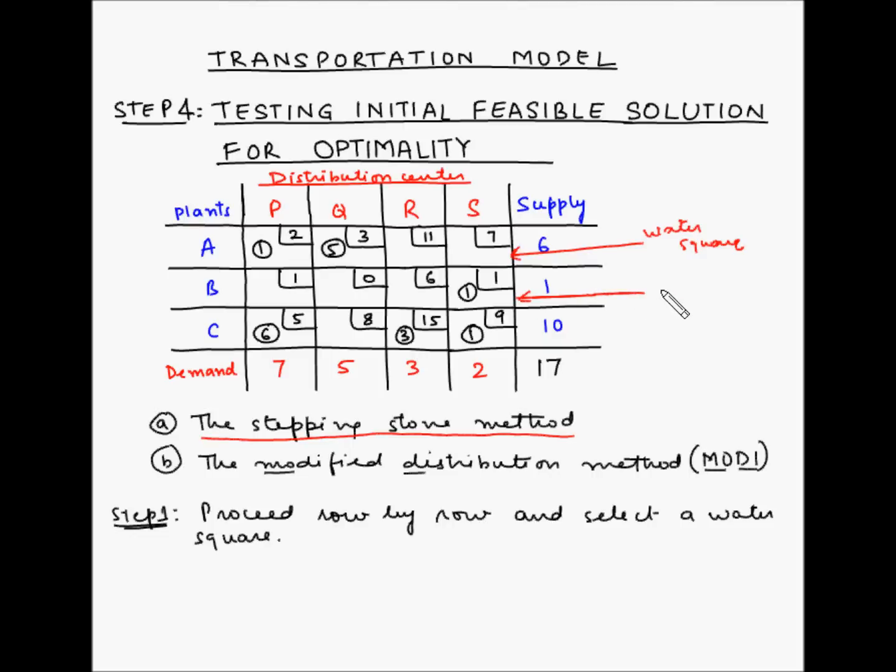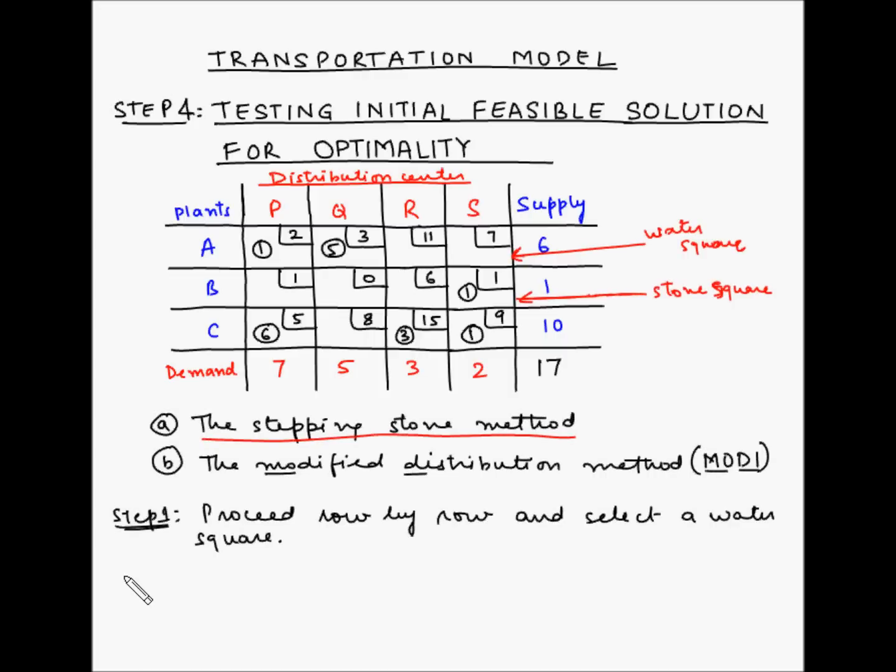So this square is considered as a stone square. As I mentioned in the beginning, in order to test for optimality, we have to evaluate each vacant cell to find out whether or not making an allocation in it reduces the total transportation cost. So that is why we'll first select a water square. We have to proceed row by row and select a water square. So let's first select the square AR. Now let's move to step number 2.